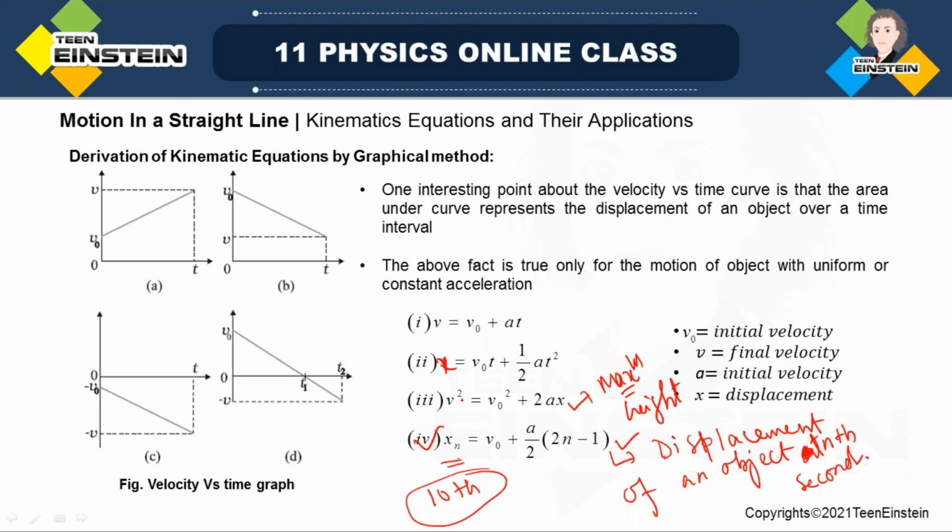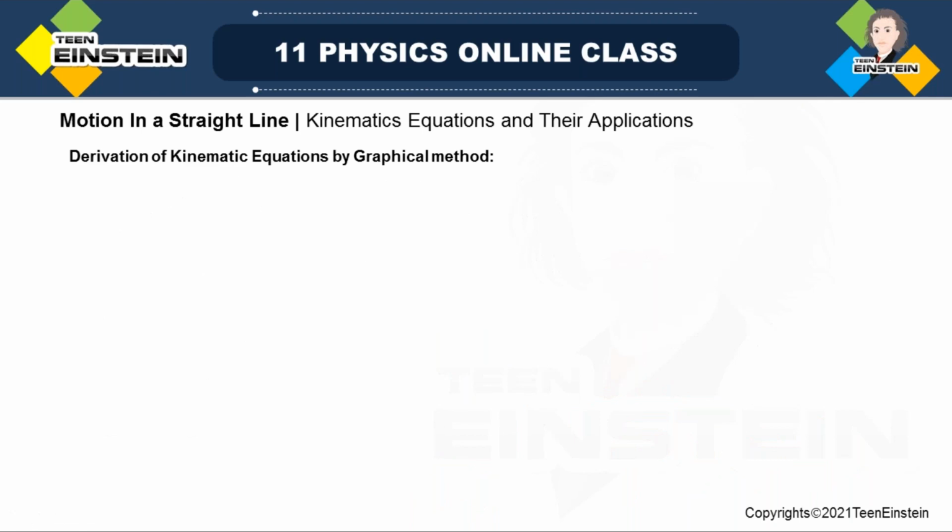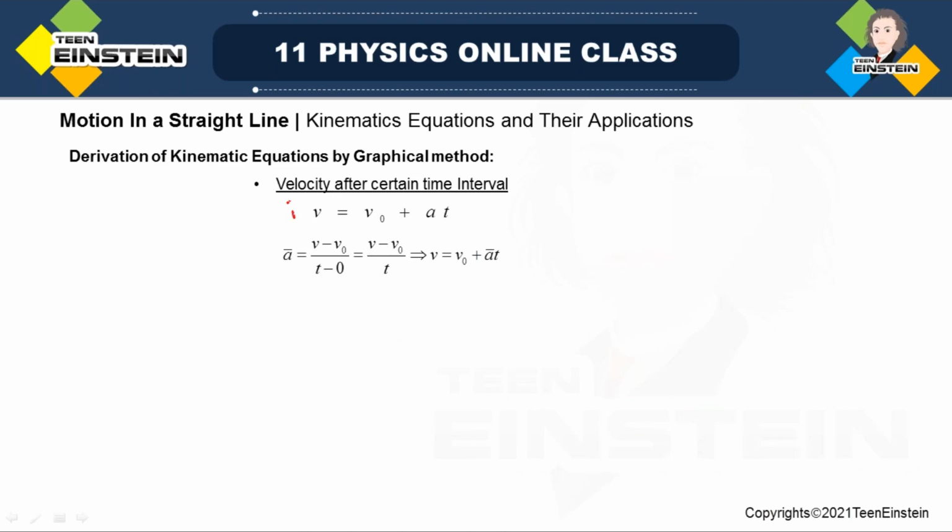Okay, so then let us start deriving these equations first, then we'll try to understand the various applications of these equations. So first we'll derive these equations of motion by the graphical method. Look, the first equation we have taken is this one. The final velocity v, final velocity means the velocity after some time t.